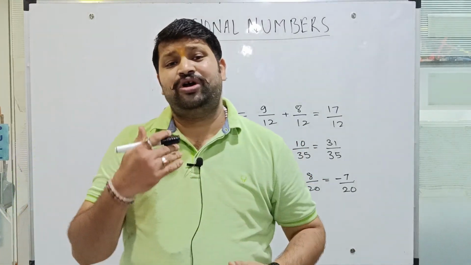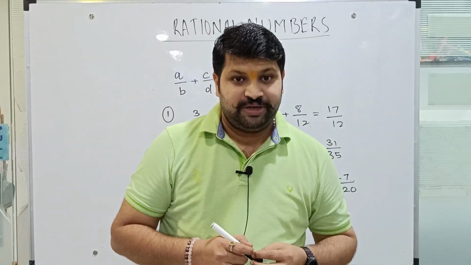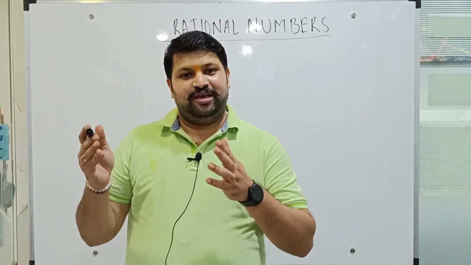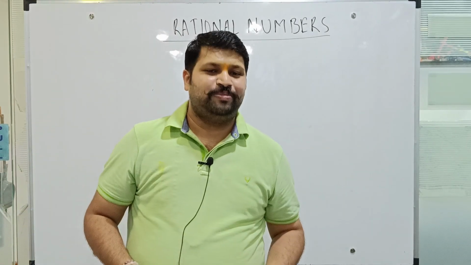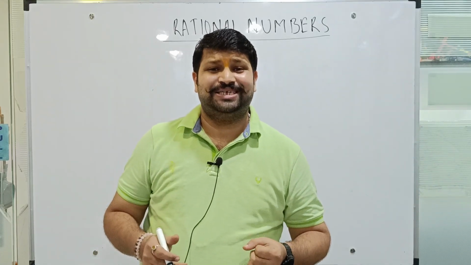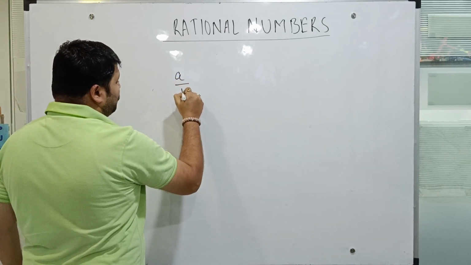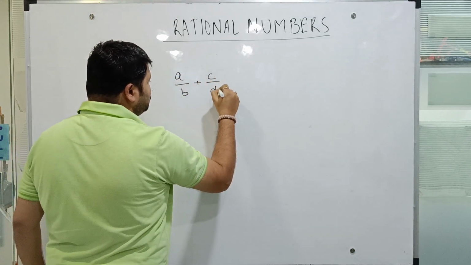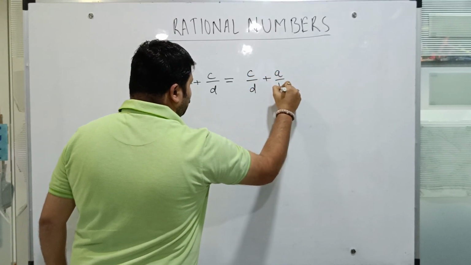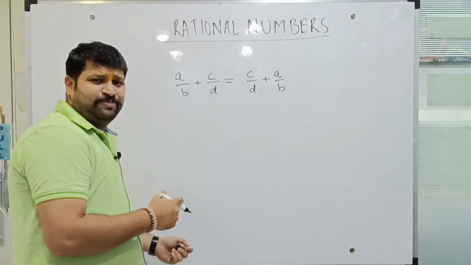Now let's go ahead with the next property, that is the commutative property or commutativity. Commutativity basically tells us that if you take two rational numbers and you add them in a particular order, and if you reverse the order, the final answer remains exactly the same. That is, if I have a upon b plus c upon d, then it should be equal to c upon d plus a upon b. Now let's check it out with an example.